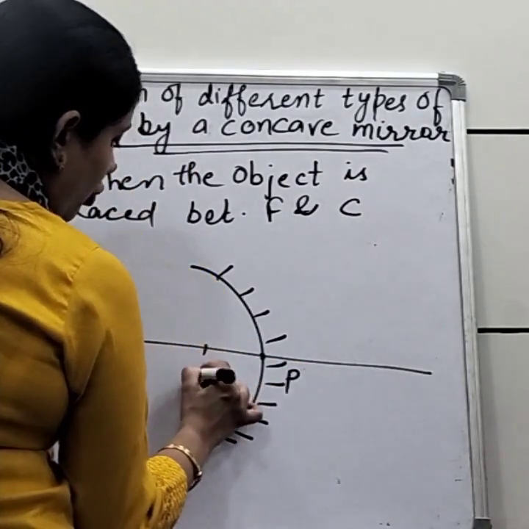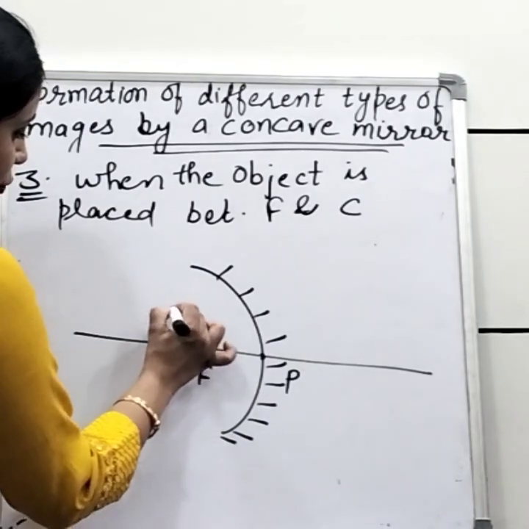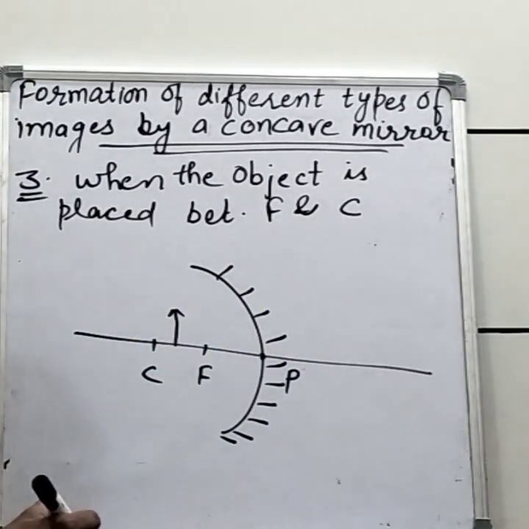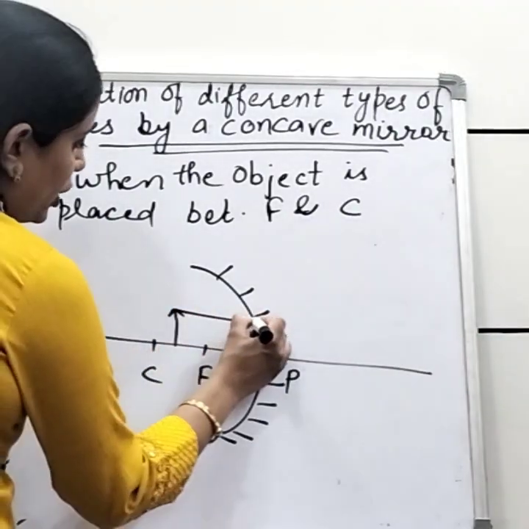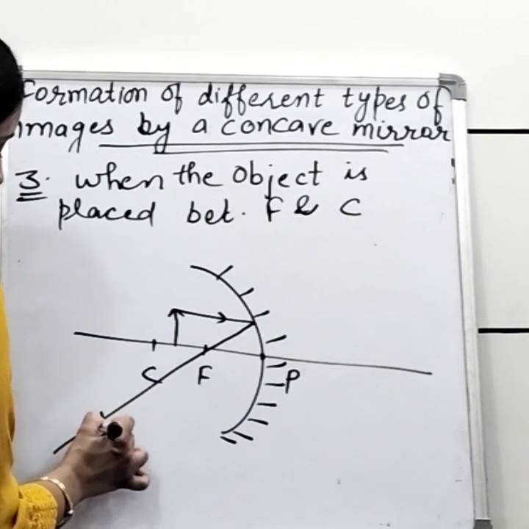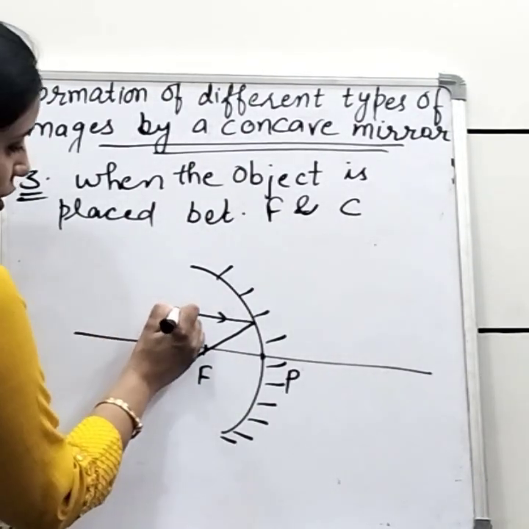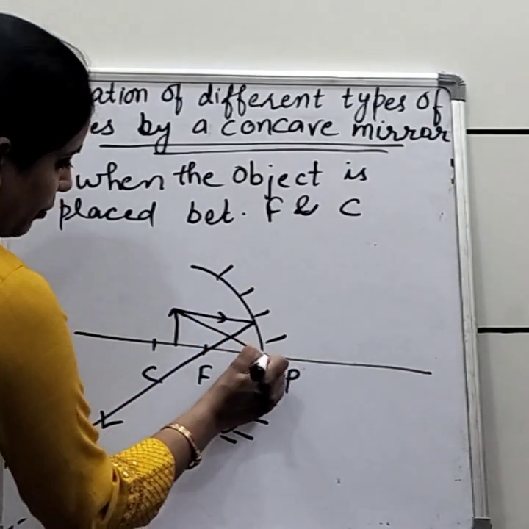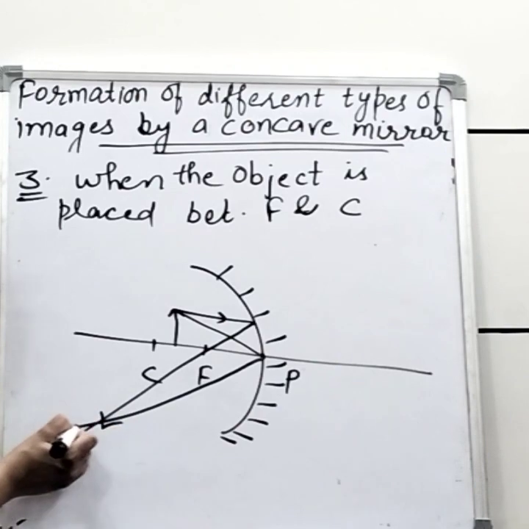Pole, focus, center of curvature. So when the object is placed between F and C, how is the image formed? We consider two rays. First, the ray parallel to the principal axis; after reflection it will move through the focus point. Second, the ray incident at some angle; after reflection it will reflect at the same angle.